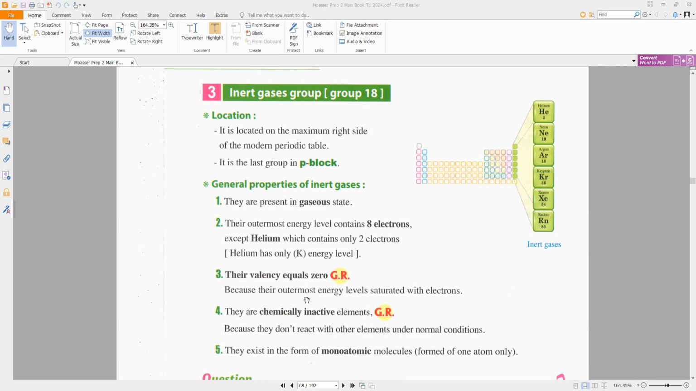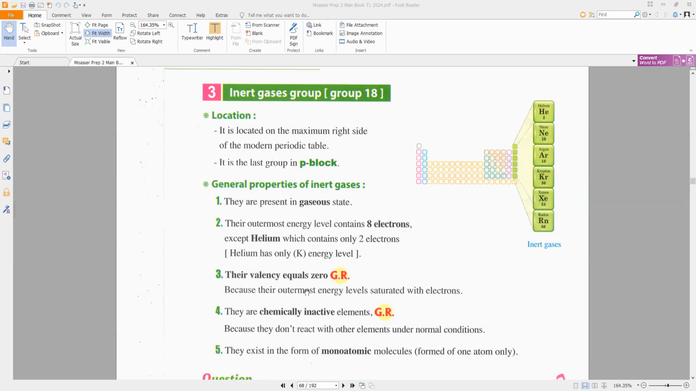Why is it called zero group? Because its valency is zero. Zero means it doesn't enter any chemical reaction. Why? Because the outermost contains 8 electrons, the maximum number of electrons that could be in the outermost. So it doesn't need to enter a chemical reaction. It doesn't gain or lose or share with another element, so they are called zero group.